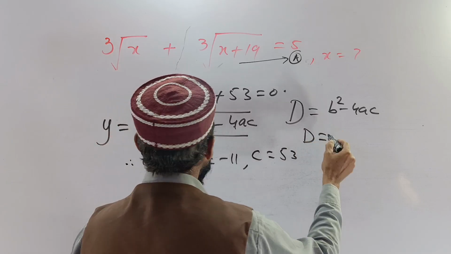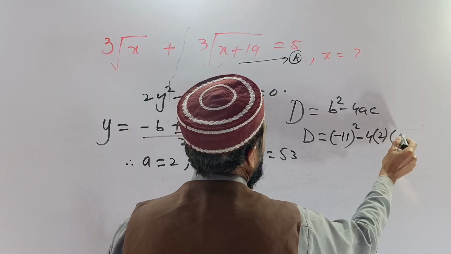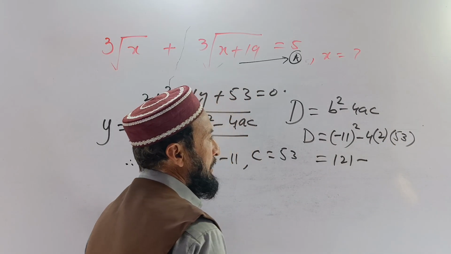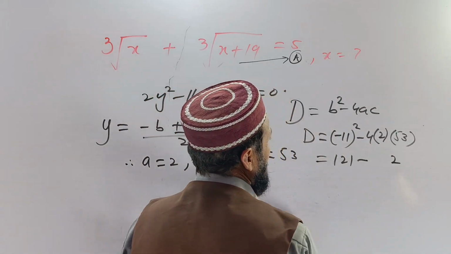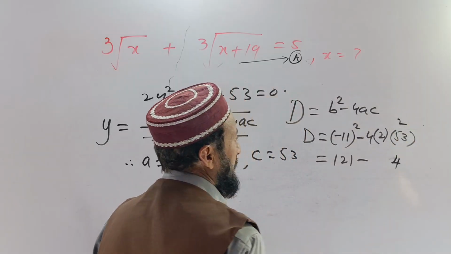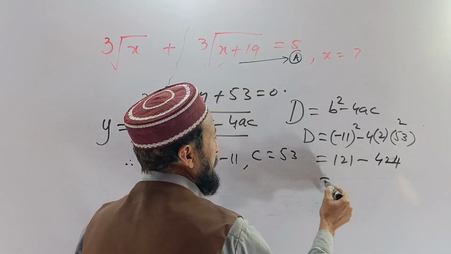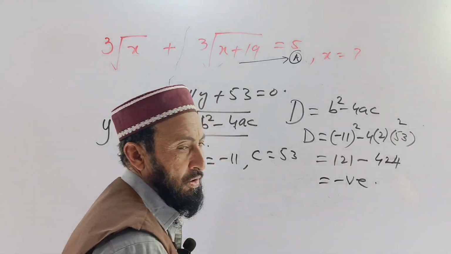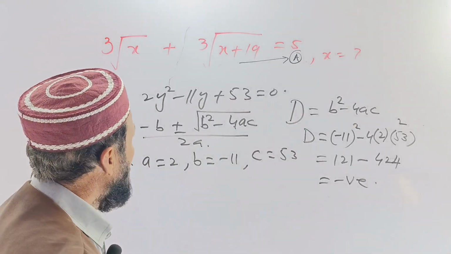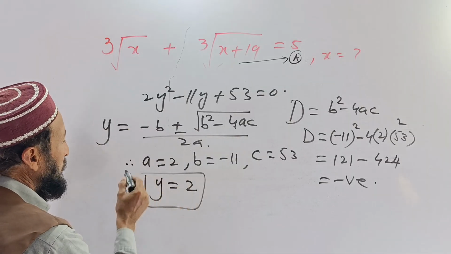So the discriminant D is equal to b square, which is minus 11 square, minus 4 into 2 into 53. So we get 121 and 8 multiplied by 53, so we get a negative number. This gives an imaginary part, so the real part does not exist here, but we have the real solution from the other factor: y is equal to 2.